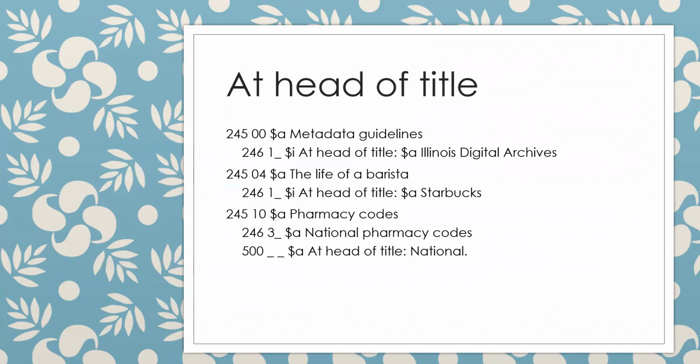And then our last example, we have a 245 10, Pharmacy Codes. And then our 246 first indicator 3, second indicator blank, subfield a, National Pharmacy Codes. And then we're going to have a 500 with both indicators blank, subfield a, at head of title, comma, space, National.